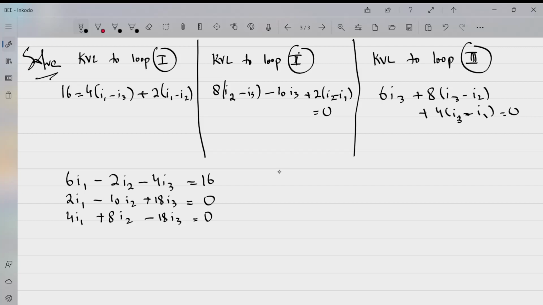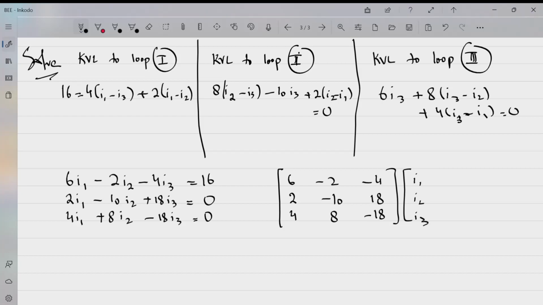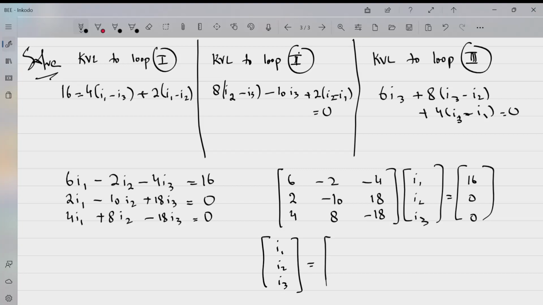So I1 6 -2 -4. Sub minus 54/7 I2. Yes, sir. और I3 -4 ampere. अगर आपका I3 -4 आ रहा है फिर आपका आंसर ठीक है. आप लोगों के पास अगर साइंटिफिक कैलकुलेटर्स हैं, you can directly put this final equation 6 -2 -4 2 -10 18 4 8 -18, इसका inverse into 1600, so it will give you the answer.